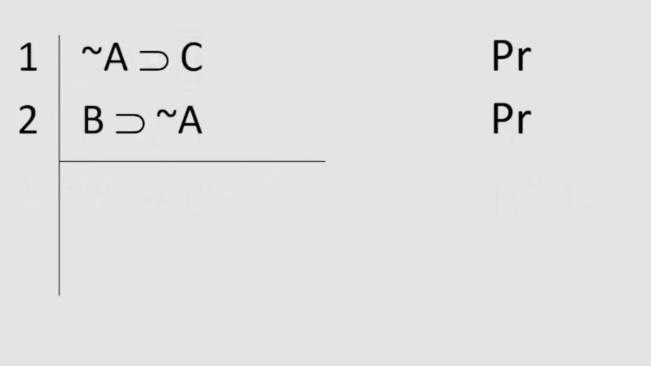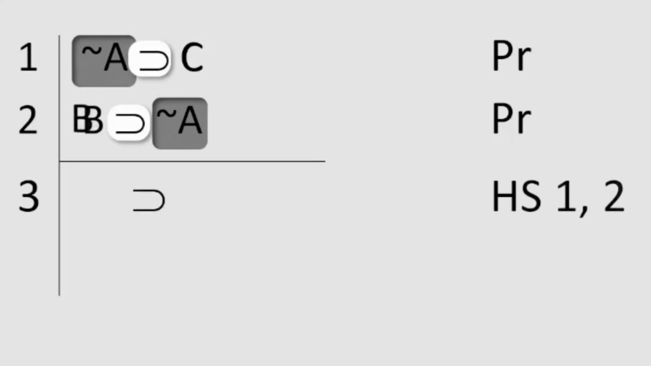This is another argument where hypothetical syllogism is applicable. We have two conditionals that stand on their own lines, and we match the consequent of one, this time the conditional in line 2, with the antecedent of the conditional in line 1. Again, we derive a conditional with the unmatched antecedent and the unmatched consequent.